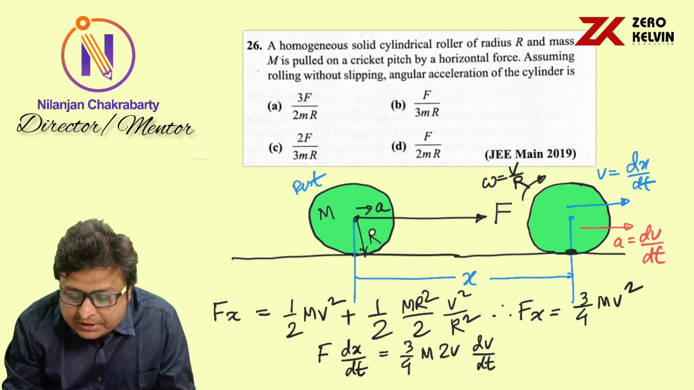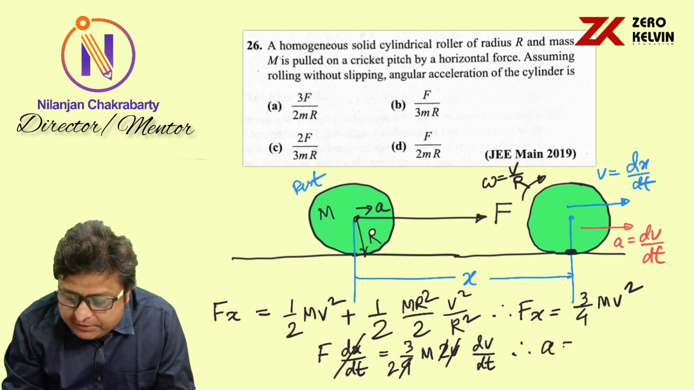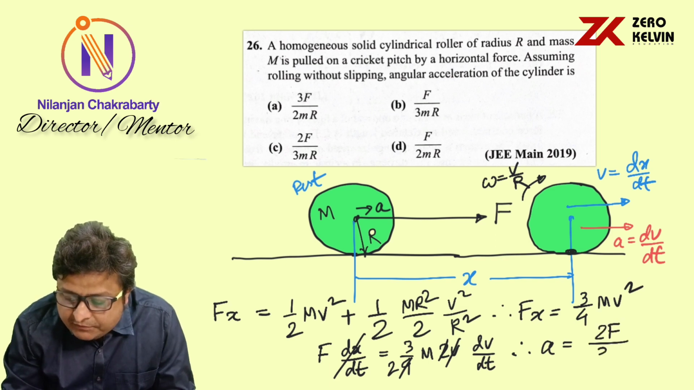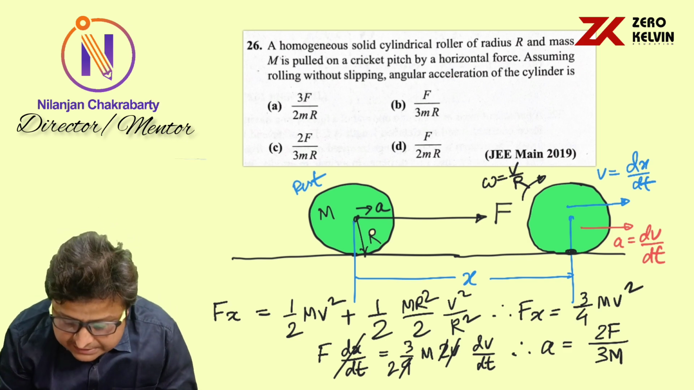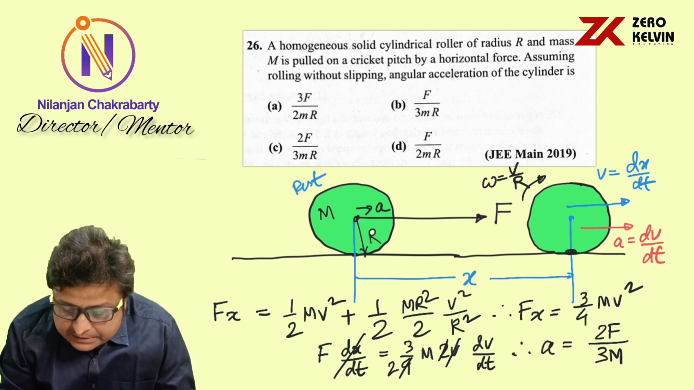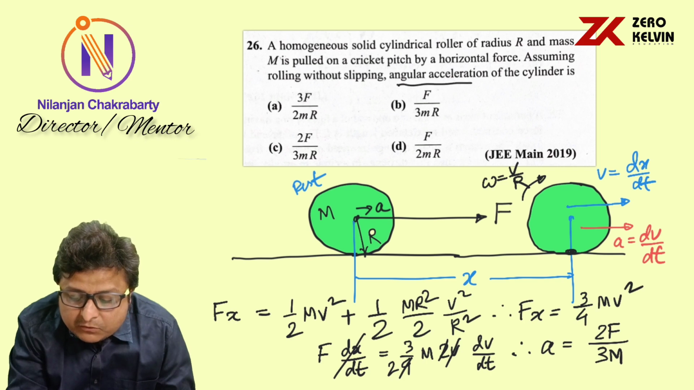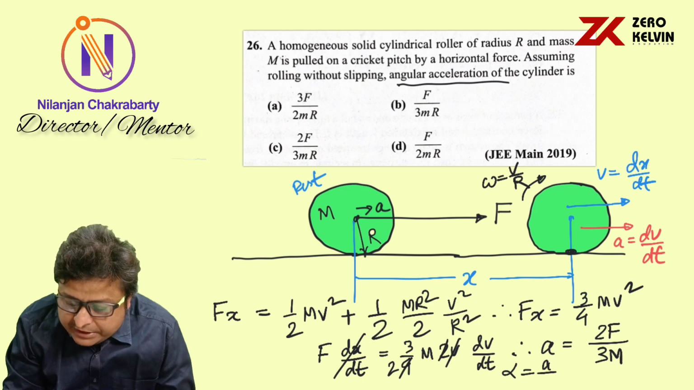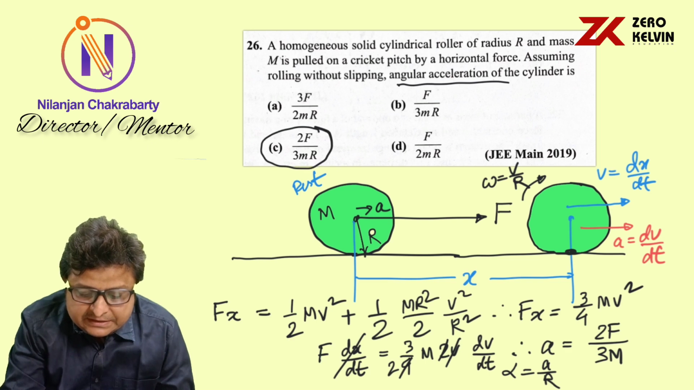Now dv/dt is nothing but the acceleration, and dx/dt and v will cancel, there you get 2. So the acceleration of the center of mass is 2F divided by 3m. Where has this r gone? Actually r will not come here. It is asked to find the angular acceleration of the cylinder. That's no problem. Angular acceleration is equal to linear acceleration by r, so 2F by 3mr. So C is the correct answer.